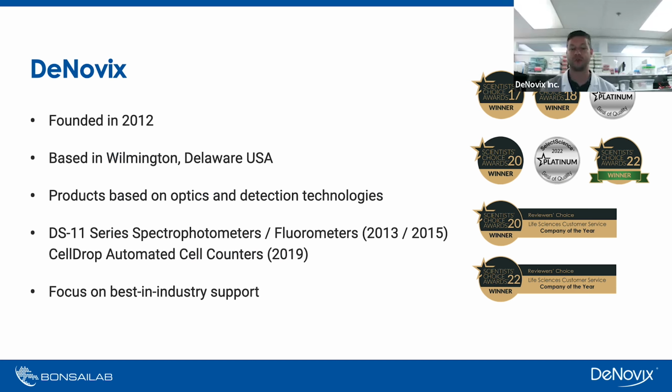DeNovix was founded in 2012 in Wilmington, Delaware, in the United States. So we're in our 11th year now. We make products based on optics and detection technologies. Our first products were the DS11 series of spectrophotometers and fluorometers, and they came out in 2013 and 2015, respectively. And then in 2019, we released the CellDrop Automated Cell Counter. One of our core values is focusing on best in industry support. And as you can see to the side of this slide here, we've won several awards recognizing us for our great support, and we're quite proud of that as a company.